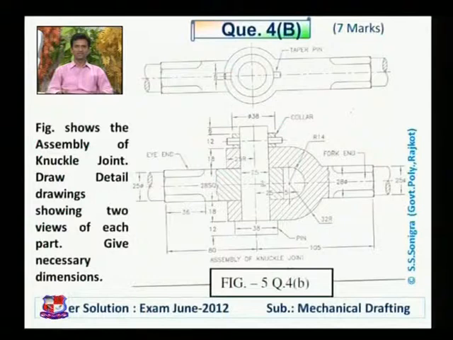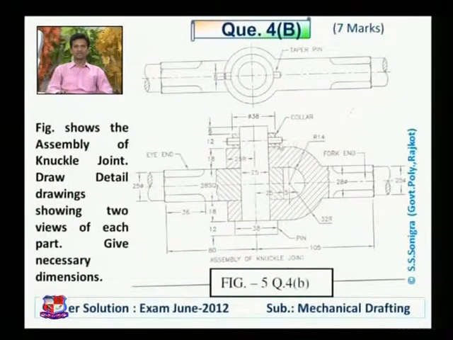Here you can say this is the first component. This is called the eye end. This upper one, the horizontal U-shaped component, is called the fork end. Eye end and fork end are both assembled and this pin is inserted in between. This is called the knuckle pin, having a certain length and 8 mm diameter at the head and 25 mm diameter at its mean. The fourth component is this collar. Collar is here, and here this is a taper pin as shown.